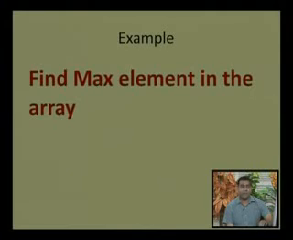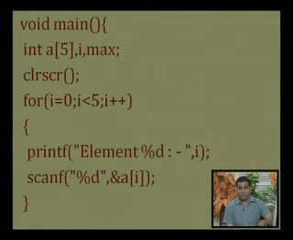Now we are going to see one more example, find the maximum element from the array. So again we'll use the same thing. We'll go to the main function. Again we need to assume two header files, hash include standard input output.h and hash include console input output.h. Now we'll start with the void main.